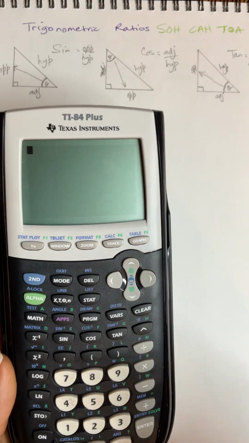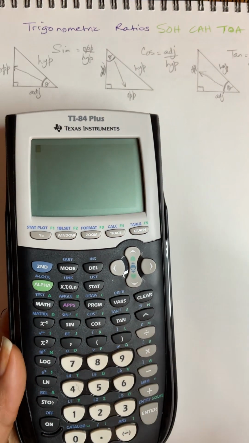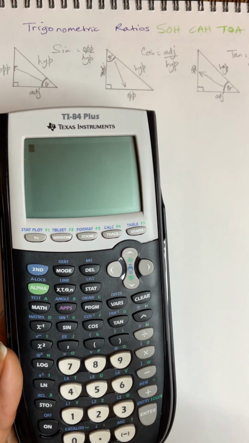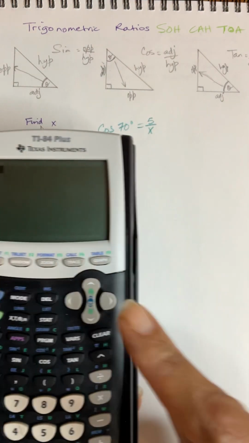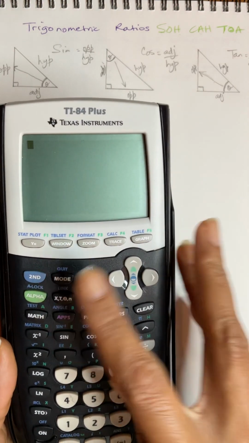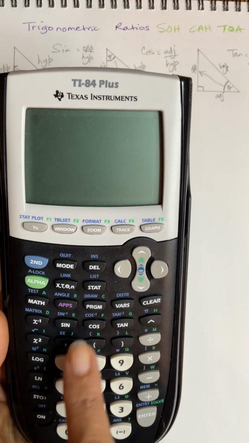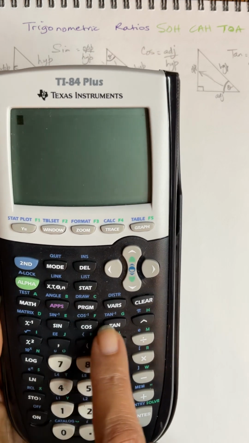All right, make sure, sorry, not clear your calculator, but make sure now you know that it's in degree mode and not radian mode. Now, in order to solve this, you try to find the value of cosine 70. So you go to the sine, cosine, and tangent keys.